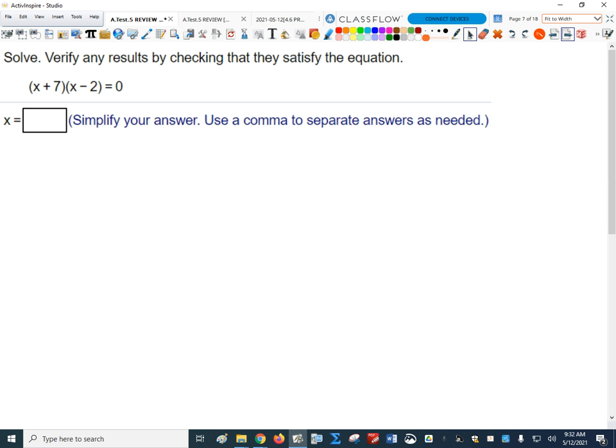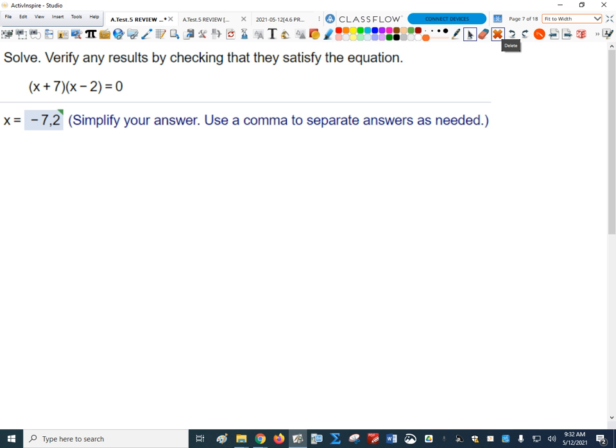There you go. So we're using the zero product property, aren't we? Right? We know that I've got a product of factors. The only way that a product can equal 0 is if I multiply by 0. So either x plus 7 has to be 0 or x minus 2 has to equal 0. So then I just solve those equations. X plus 7 equals 0 when x equals -7. x minus 2 equals 0 when x equals positive 2, okay?